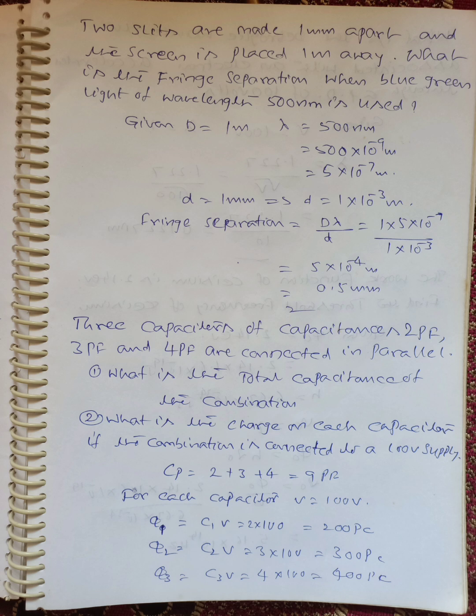For each capacitor, V is equal to 100 volts because it is connected to 100 volt supply. Q1 is equal to C1V, 2 into 100, 200 picocoulombs. Q2 is equal to C2V, 3 into 100, 300 picocoulombs. Q3 is equal to C3V, 4 into 100, 400 picocoulombs. Now let's move on to the next problem.